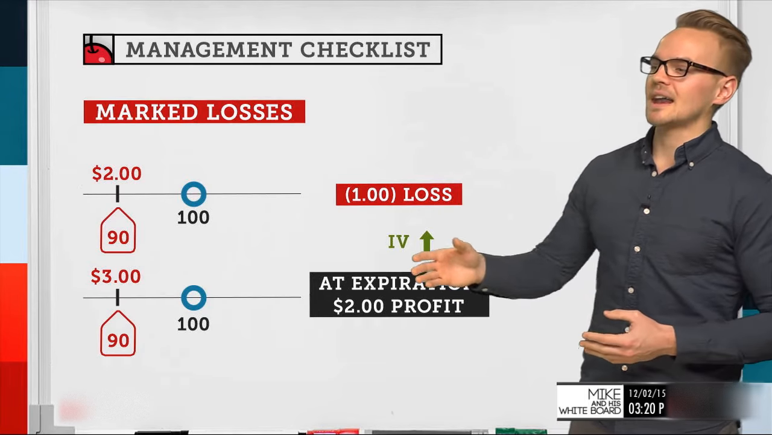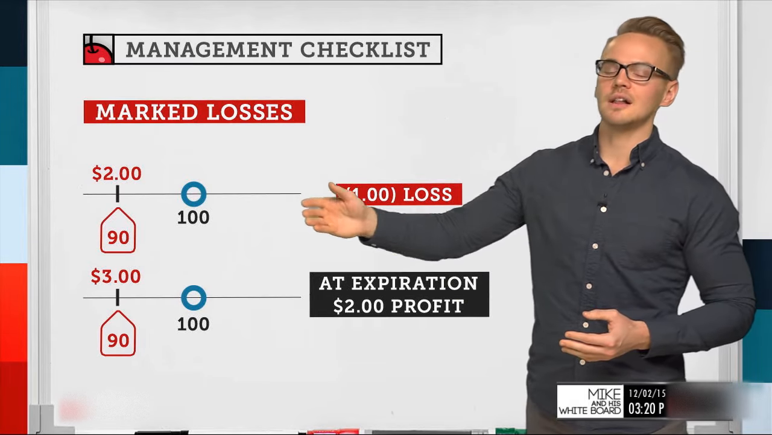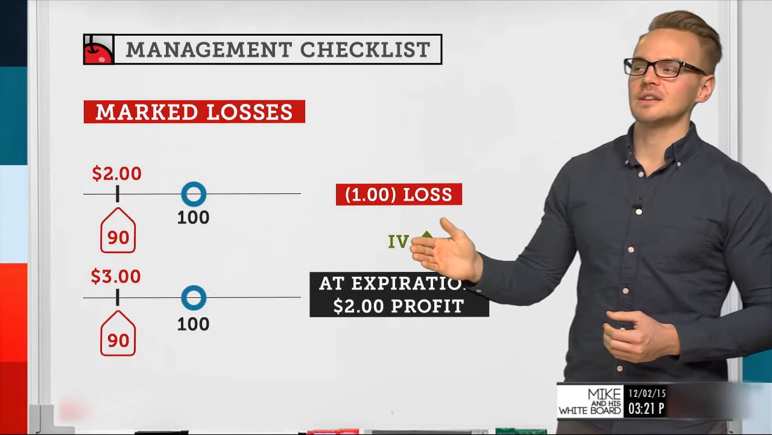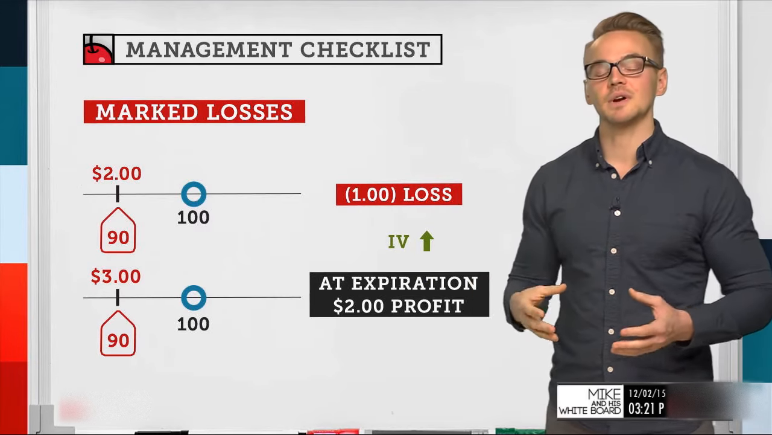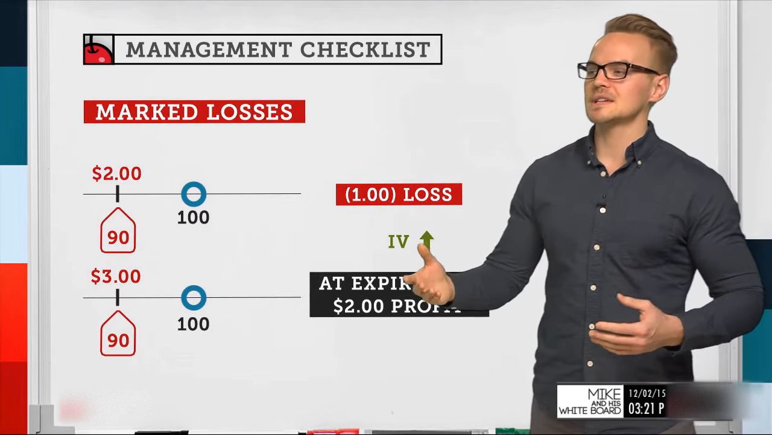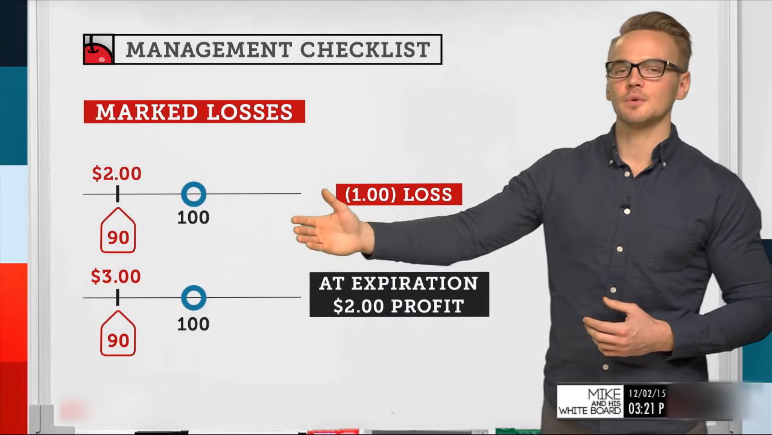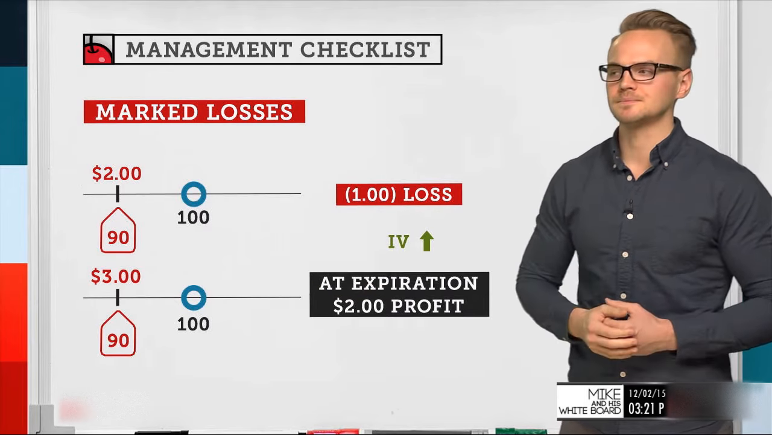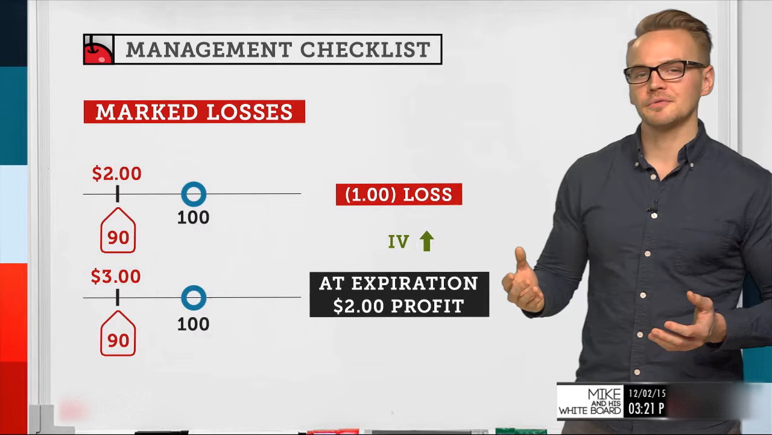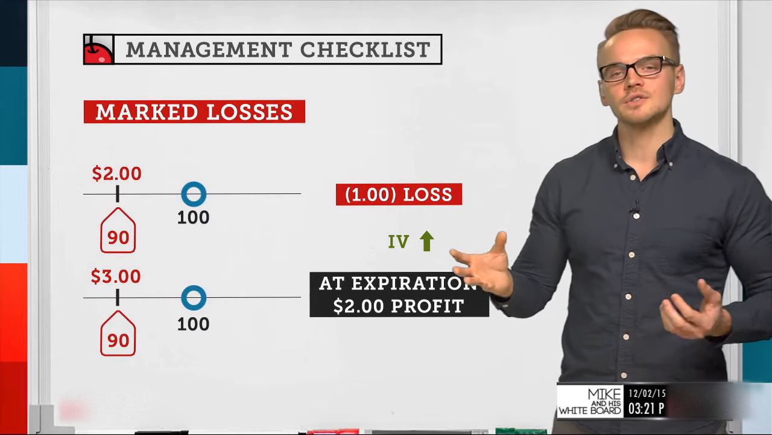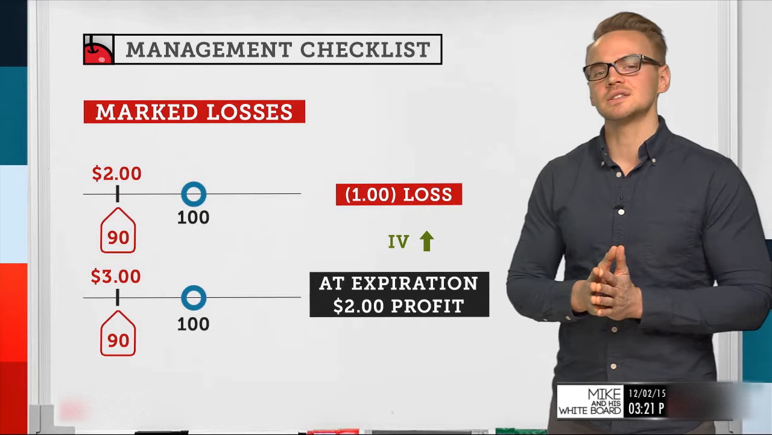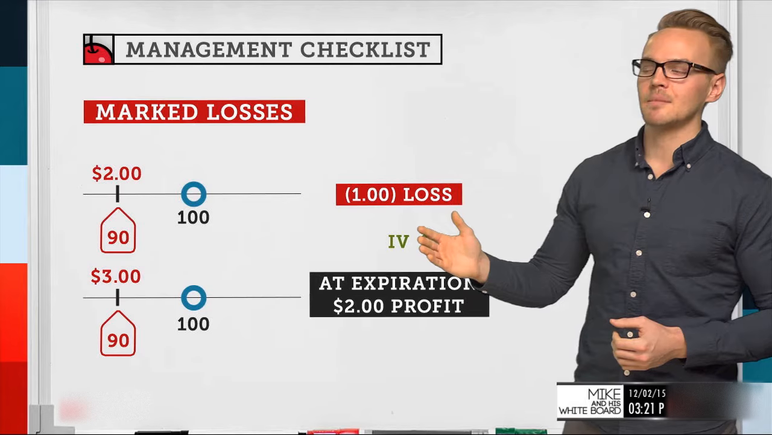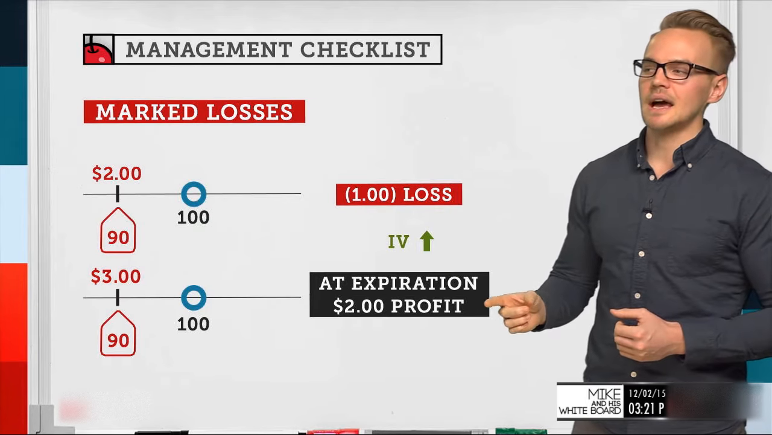Let's say that I sold a 90 put for $2, and the stock price is trading at 100. If implied volatility increases, that means the option prices are increasing. Let's say a couple days later, I see that the same option that I sold for $2 is now trading for $3, even though the stock price hasn't changed at all. What I'm going to see on my portfolio page is a $1, or $100, loss. What's important here is to understand that my option is still out of the money. So even though I'm seeing a marked loss on this trade, at expiration I should see a $2 profit.